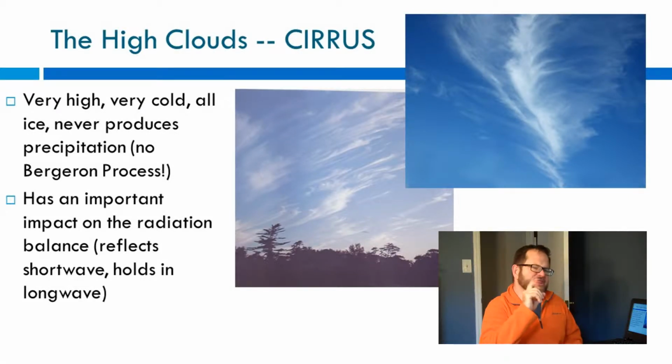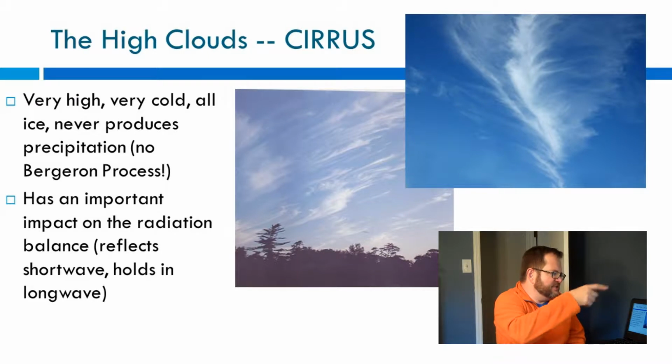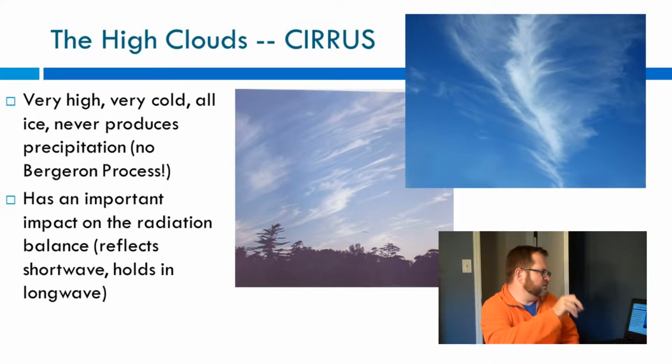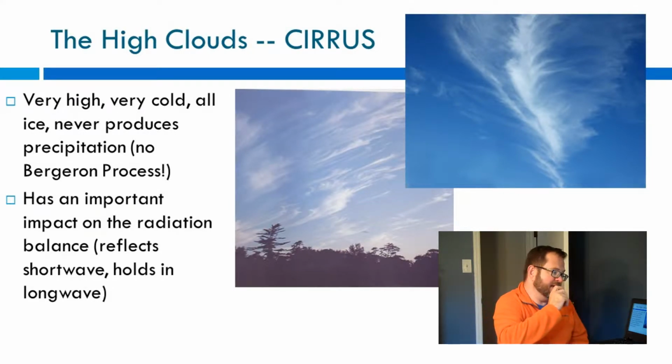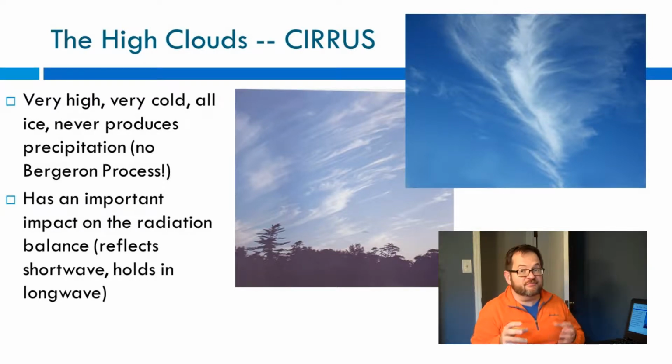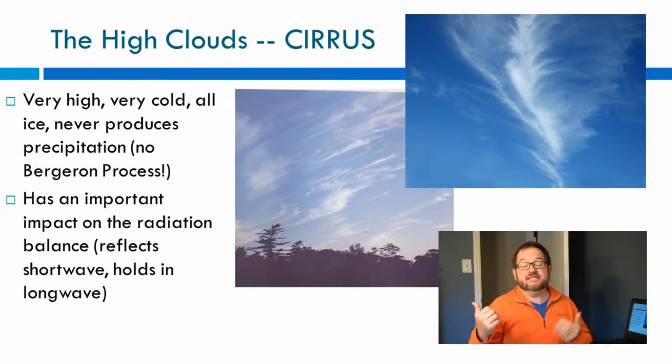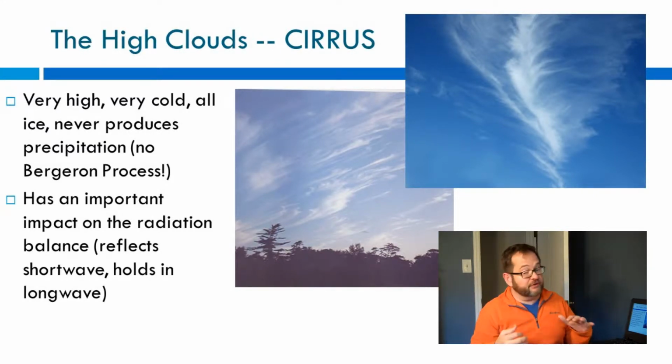Let's start with one that doesn't fit the system so great, and that's CIRRUS. CIRRUS. No cirro, anything attached to it, just CIRRUS. Cirrus clouds are very high, very cold, they're made completely of ice, and they are those thin, wispy ones that look a little bit like feathers. They can be remarkably thin, and they have a lot of impact on the radiation budget, because they're very good at reflecting shortwave radiation back up into space, and they're also fairly good at absorbing longwave radiation and re-emitting it back down towards the surface.